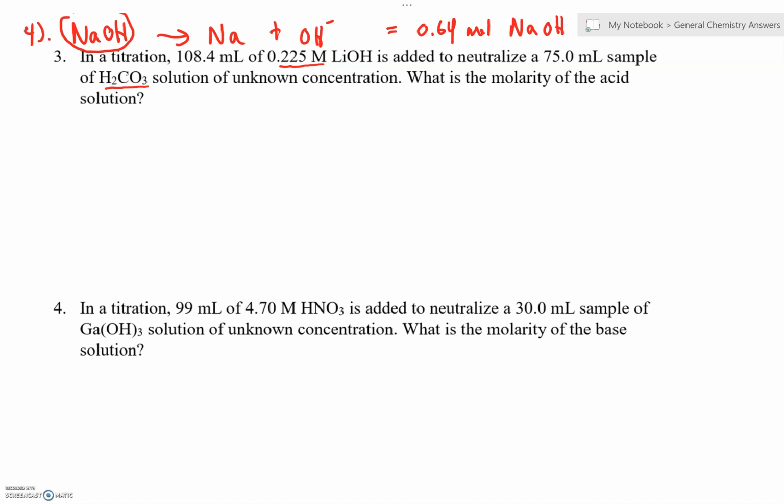We are trying to find the concentration of the carbonic acid. So we're going to start off by finding how many moles of our known we have. Moles is equal to molarity times liters. I'm not going to be dividing by 1,000 anymore to go from milliliters to liters. I've done that a bunch. You all know how to do that. So we are going from 0.225 molar lithium hydroxide. It's 108.4 milliliters. We're going to divide that by 1,000, 0.1084 liters.